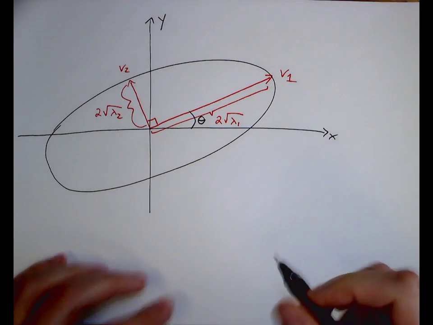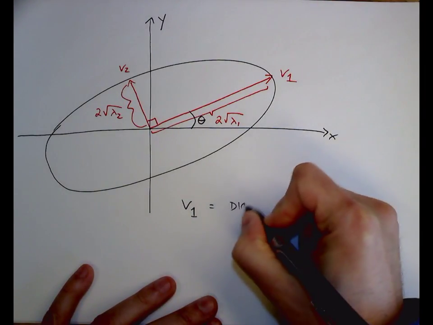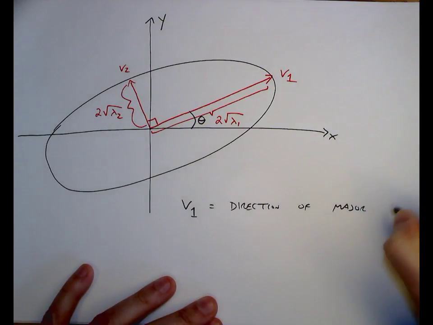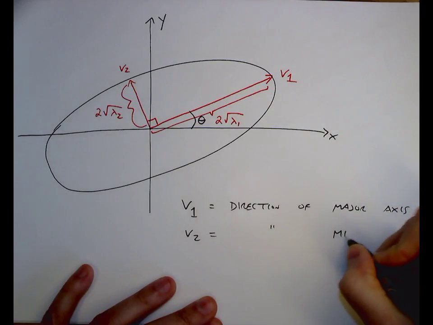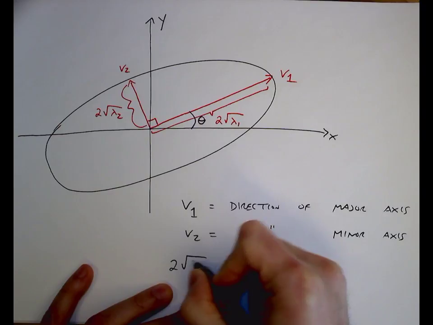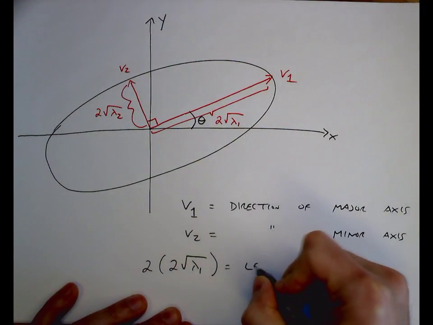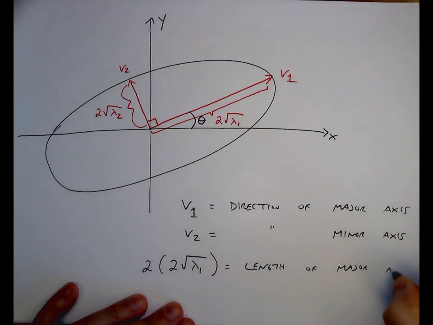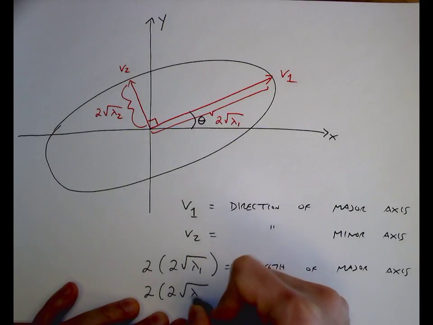So to summarize, V1 gives me the direction of the major axis. V2 gives me the direction of the minor axis. 2 times the square root of lambda 1 gives me the length of the major axis, and 2 times the square root of lambda 2 gives me the length of the minor axis.